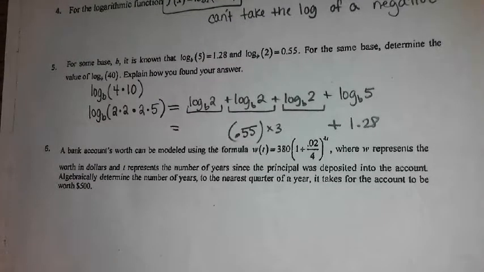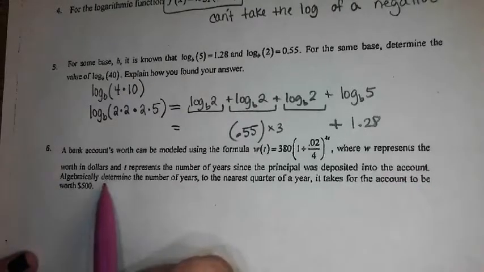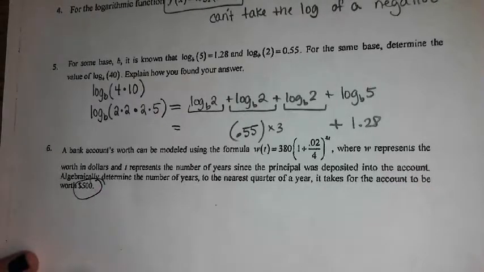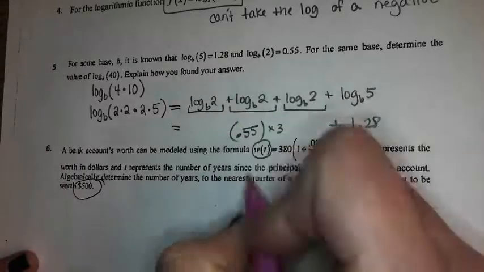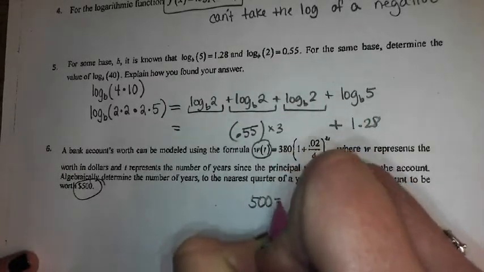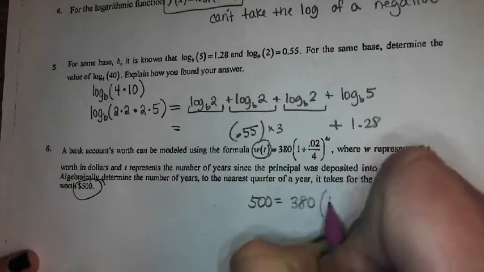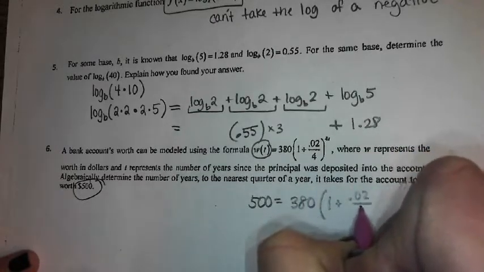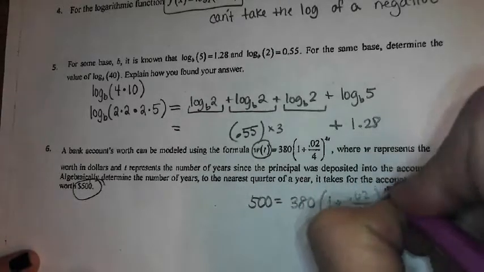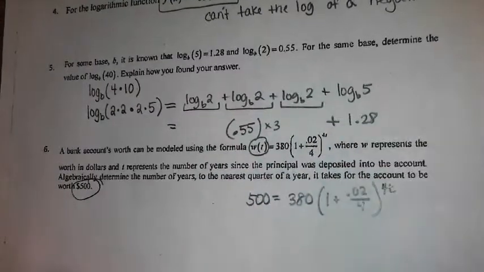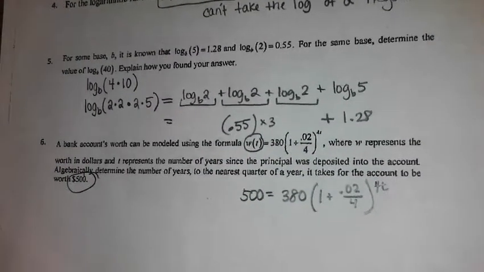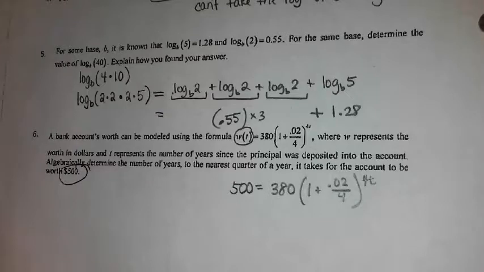Okay, and on the last one here, we're given a bank account formula. Essentially, they're asking us how long until it's worth $500. So this is 500. And then we would solve the exponential equation, kind of like we've been doing.